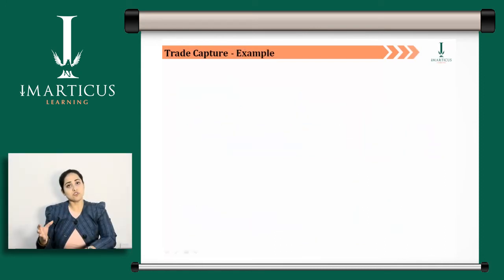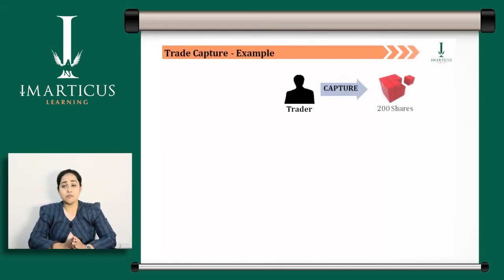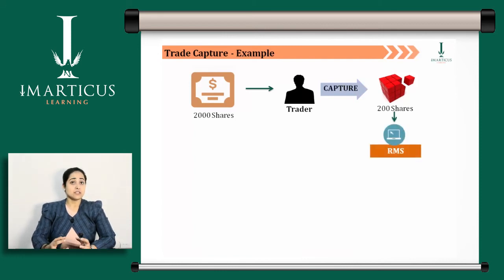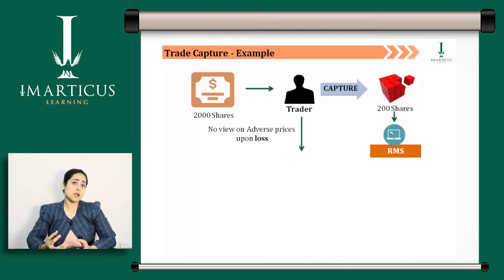Here's an example of trade capture. If a trader captures a trade with a quantity of 200 shares instead of the 2000 that he has executed, his view on the company will only be 200 shares. This is what his RMS is reflecting. If he is making a loss and decides to close his position at 200 shares, he will not have any view on the adverse price changes on the remaining 1800 shares.